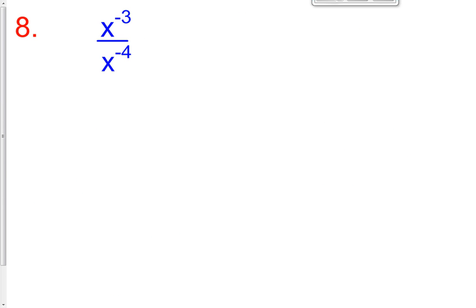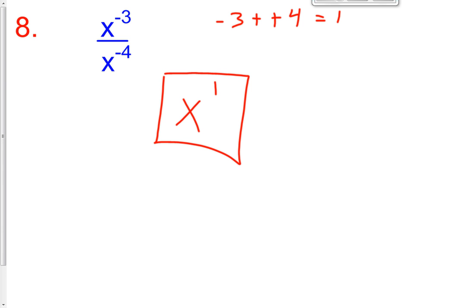Problem number 8. We have a quotient, so we're going to subtract these. A negative 3 subtract a negative 4. That changes to plus, so we have 1. Our exponent is raised to the first. So it's x raised to the first power. And there's our answer for problem number 8.